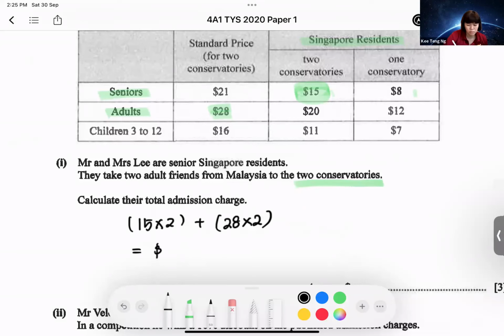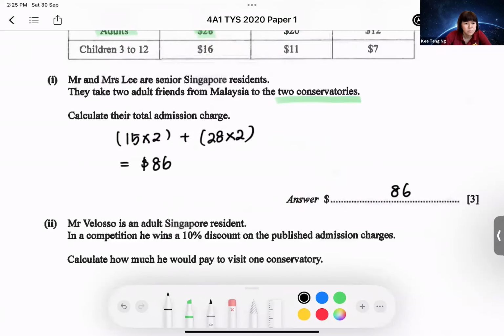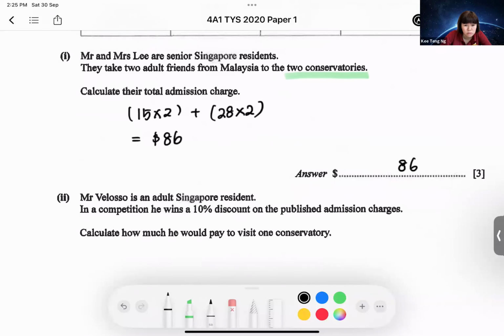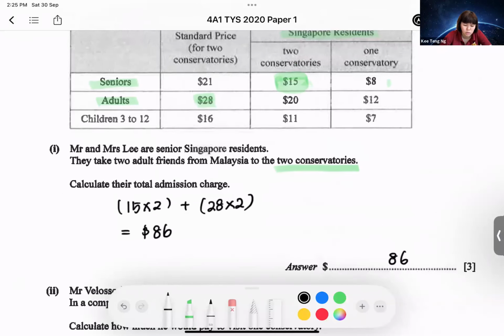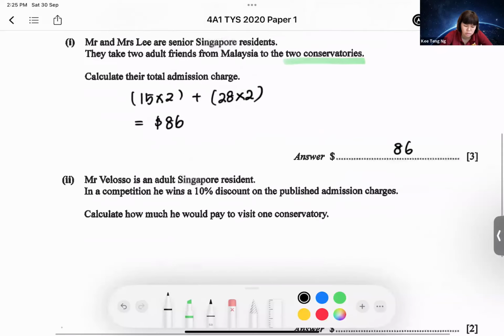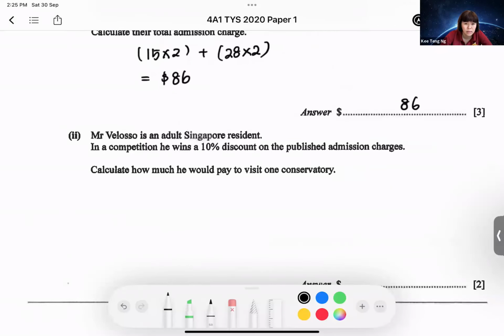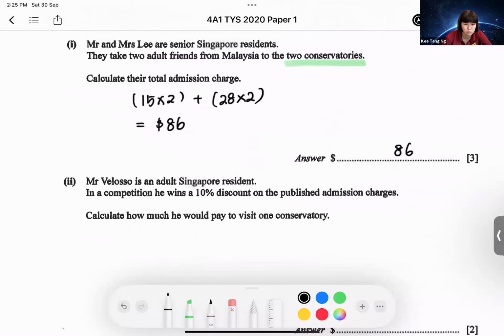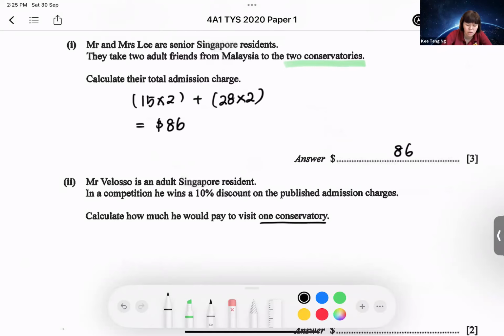And that gives me $86. That will be their total admission charges. Mr. Vessel is an adult Singaporean resident, and in a competition, he wins a 10% discount on the published rate. How much will he pay to visit one conservatory?